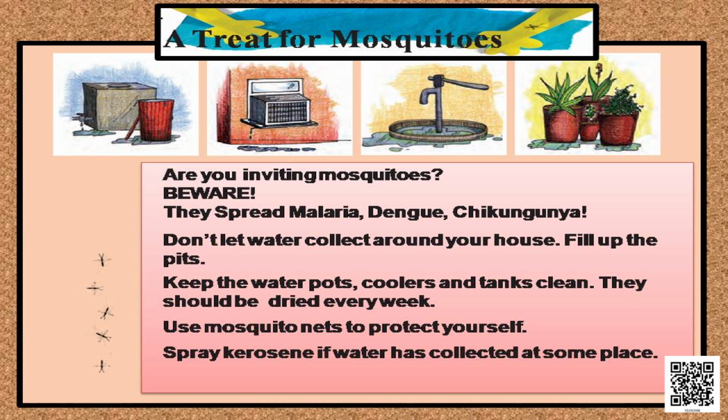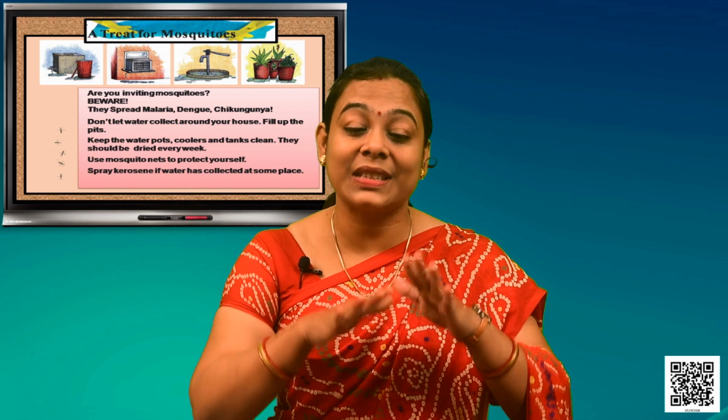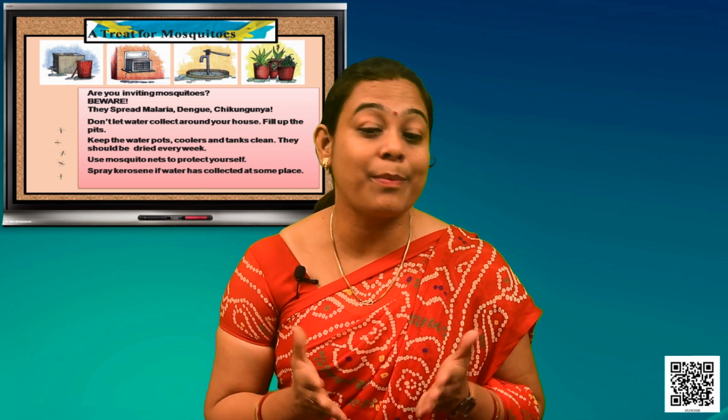Use mosquito nets to protect yourself. This is a very helpful way to avoid these kinds of diseases. Mosquito nets are a very effective way to avoid mosquitoes. When you sleep under a mosquito net, we get the ultimate protection, and the mosquitoes cannot reach us and bite us. Nowadays there are special ways also, like many mosquito repellent creams coming in the market.